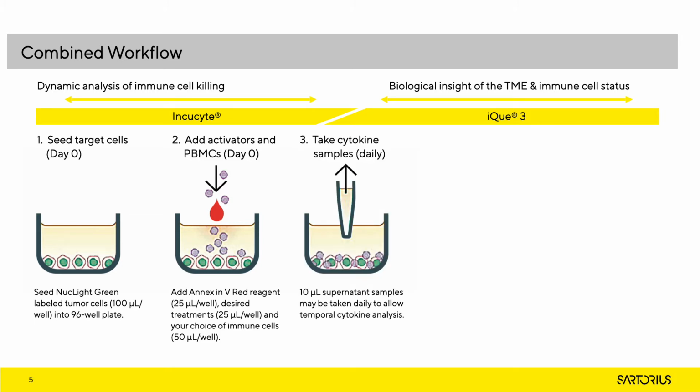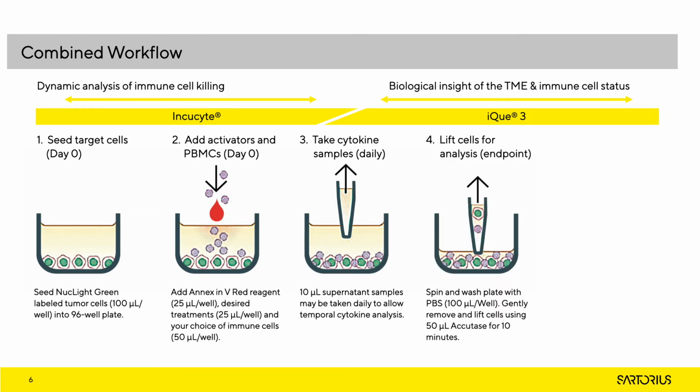During this time period, daily cytokine samples can be taken from the plate, and this can be done aseptically in a cell culture hood by removing the plate between scans and sampling 10 microliters of supernatant for cytokine quantification on the iQue. Immune cell killing progress is monitored on the Incucyte system, and when an appropriate time point has been reached, for example when killing has plateaued, the cells are then prepared for analysis on the iQue system.